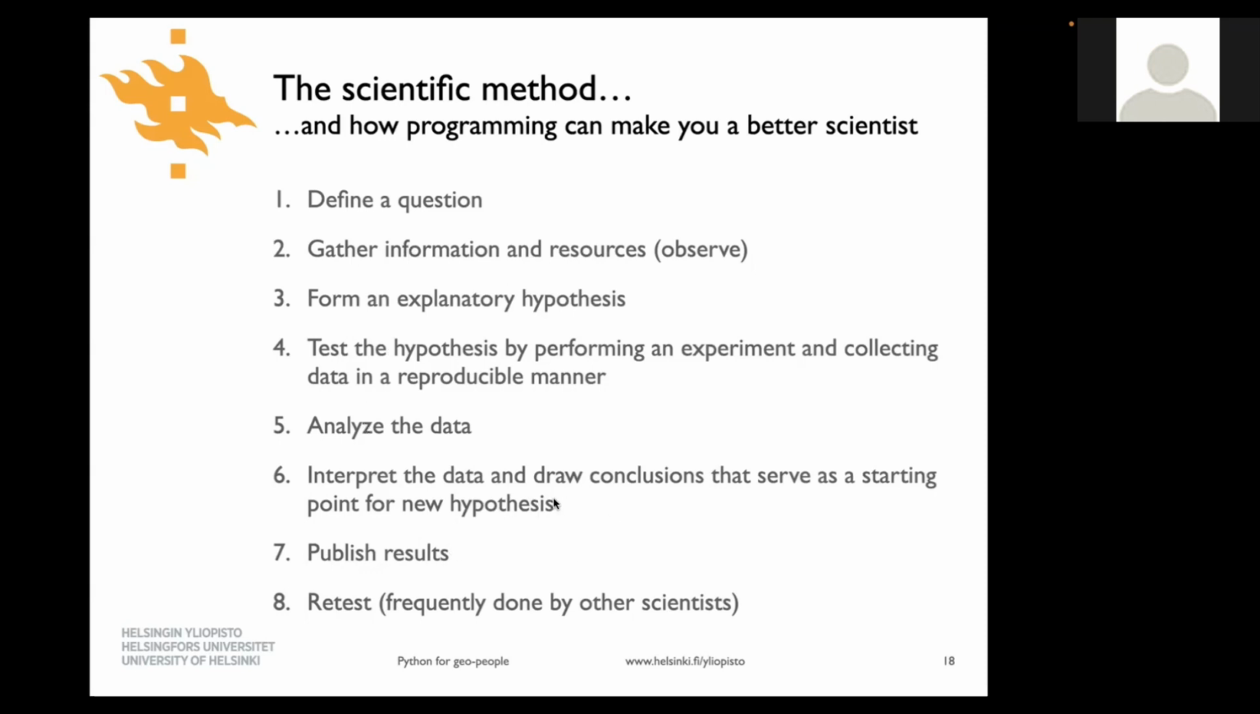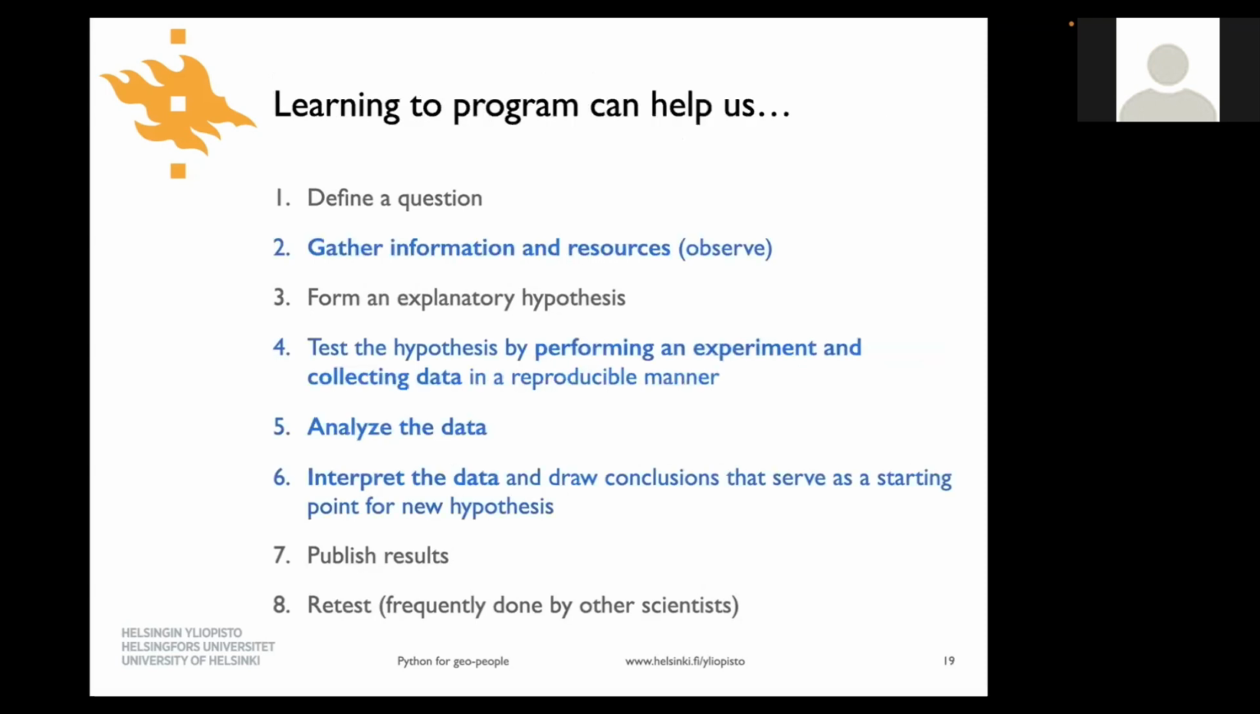If you're lucky and you have something that's quite interesting, you may then publish your results, and then someone, yourself or someone else, may retest what you've done. So that's the overview of how science works as a general process.